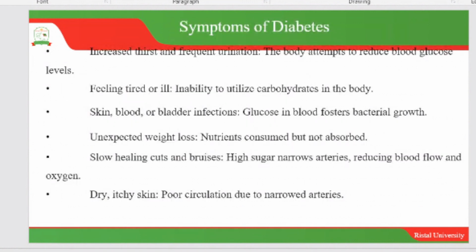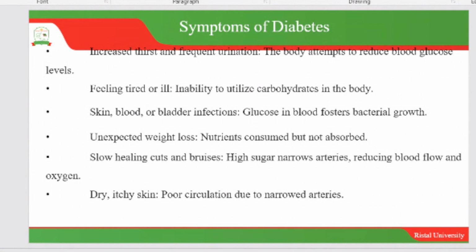So symptoms of diabetes include the following. There's increased thirst and frequent urination. The person always has that urge of taking a lot of water. Why? Because there's a lot of glucose in the blood. So there is high concentration of the blood, and as a result, it signals that the person has to take a lot of water. And once the person takes a lot of water, the person will end up also urinating frequently.